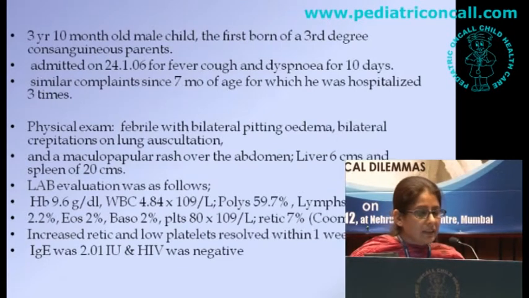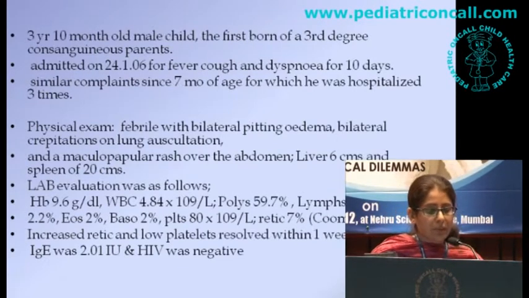This is another case. Unfortunately, I don't have the pictures of this child. This child had come in 2006 at Vadia. A 3-year, 10-month-old male child, firstborn of a 3rd-degree consanguineous marriage, who was admitted on 24th January for fever, cough, and dyspnea for 10 days. This child had similar complaints since 7 months of age, for which he was hospitalized 3 times.